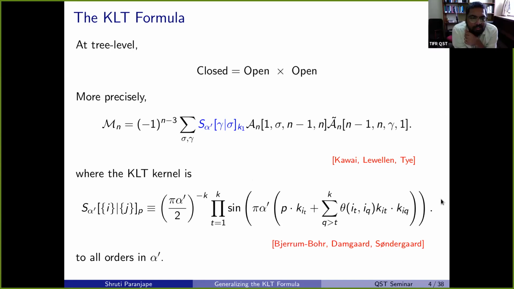What is sigma and gamma in this? Okay, yeah, good. So sigma and gamma are orderings of your external states. So here, clearly, if this is an n-point amplitude, there are labels running from 2 through n-2. So it's basically an ordering of those numbers. And these orderings are exactly what index this matrix, the KLT kernel.